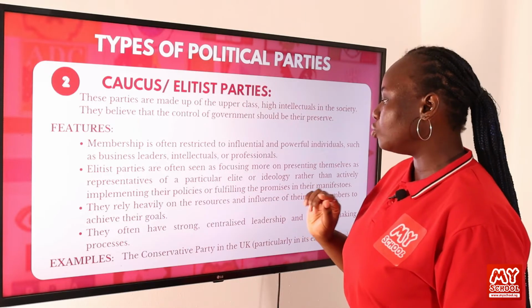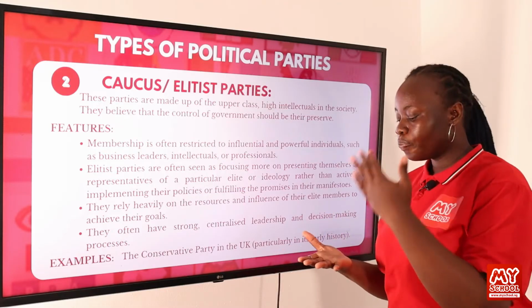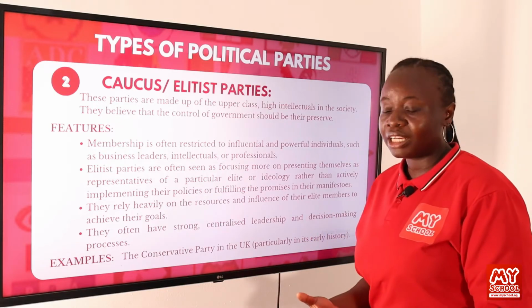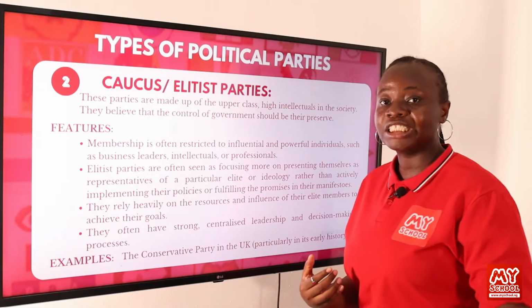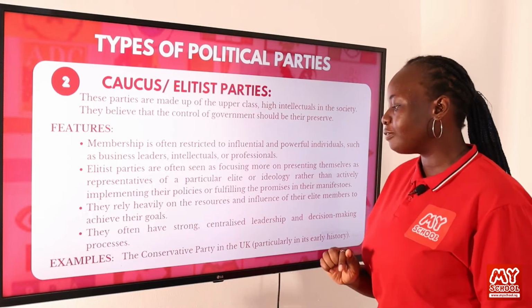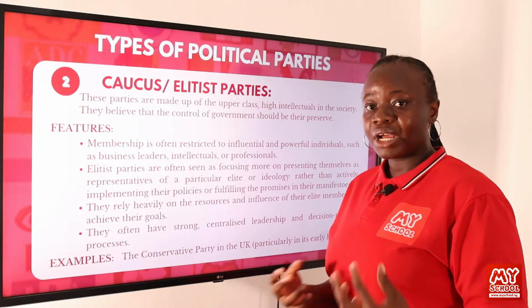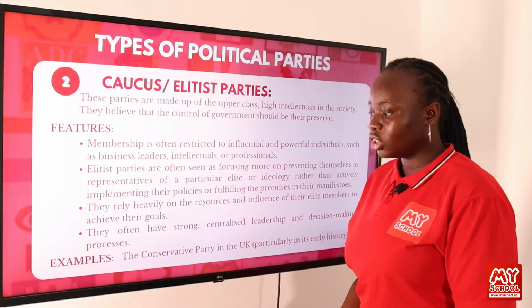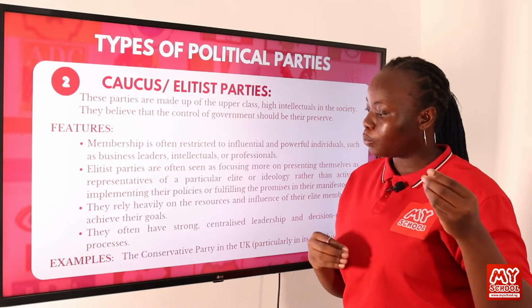They rely heavily on the resources and influence of their elite members to achieve their goals. So the reason why most of the time they win an election is because of the large amount of resources that they get from the elite members who try to get them into power. They also often have strong centralized leadership and decision-making processes. Rather than appealing to the grassroots, they try to have a strong centralized leadership to ensure that they get to that position of power.